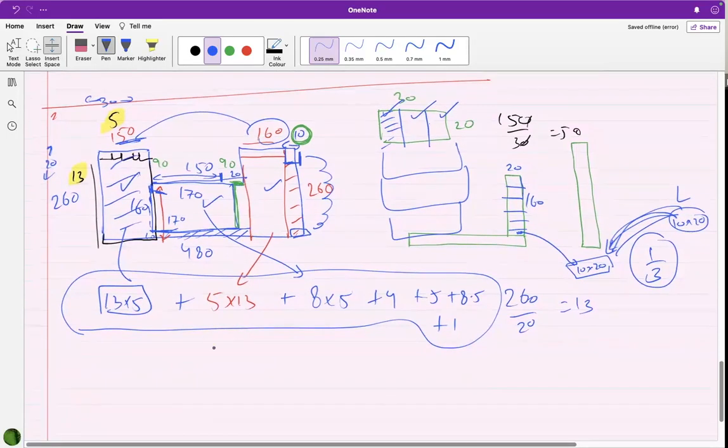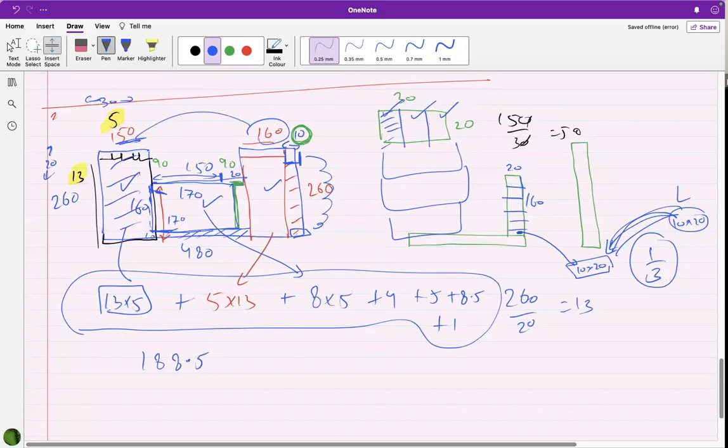So this is 13 into 5 plus 5 into 13 plus 8 into 5, plus, how would it be one? Isn't it like we're getting the 1/3 out of it? So only 2/3 of it. Okay, I'll show you.